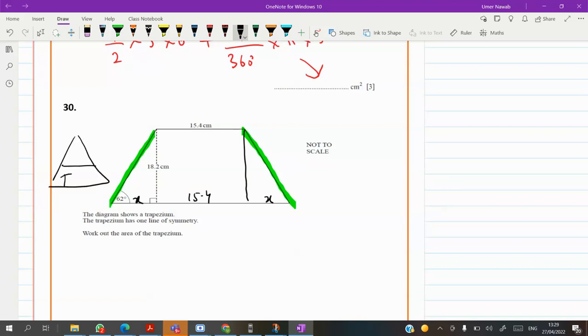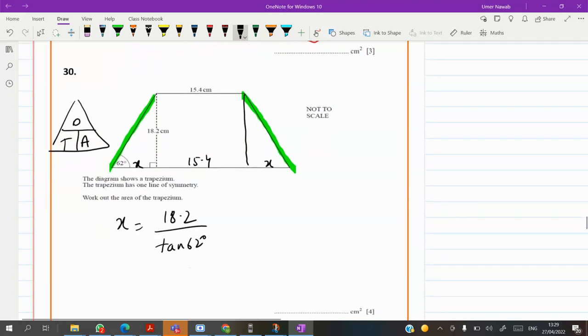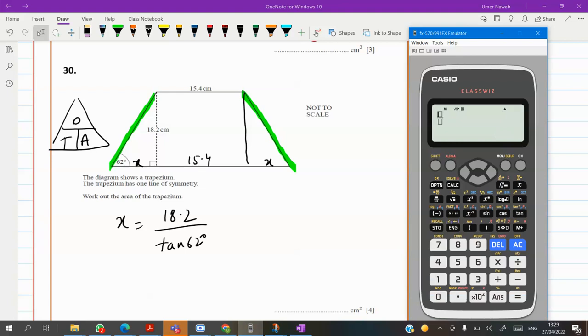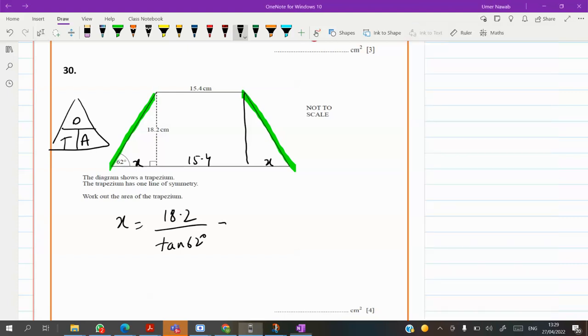So TOA. I want to find the adjacent. So x is equal to opposite over tan of 62. This is x. Let's get it first: 18.2 over tan of 62. It gives us 9.677. If this is 9.677, this is also 9.677.